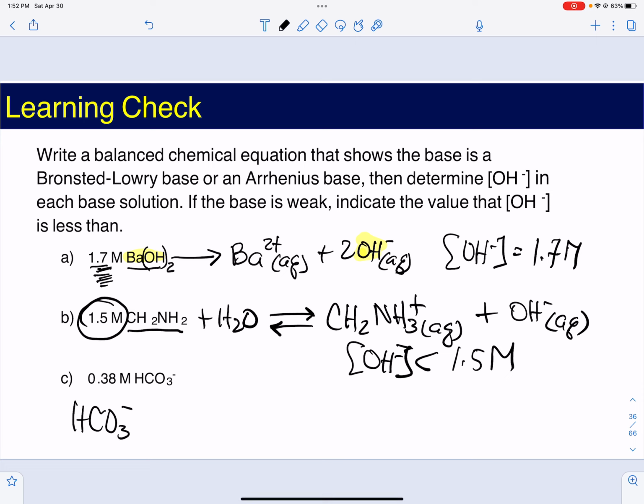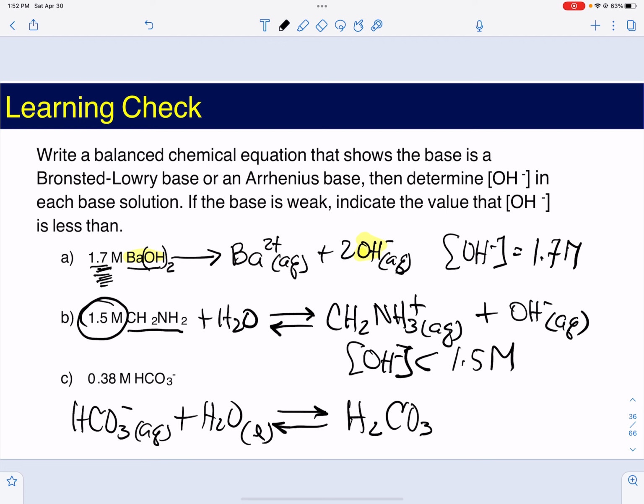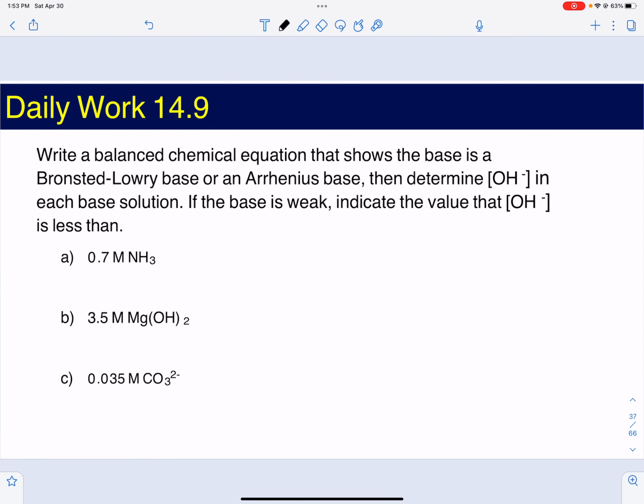And the next one doesn't contain hydroxide, so it's going to have to be a Bronsted-Lowry base reacting with water, producing, it's a weak base, so 2 arrows. It is gaining a hydrogen, which neutralizes the charge, and creates hydroxide, therefore a base. And the only thing we can say about it is that the hydroxide concentration is less than 1.5 molar. Okay, so you should be able to do that now.